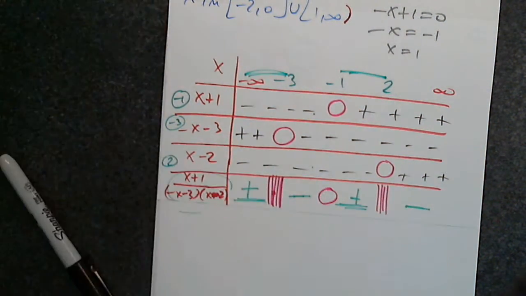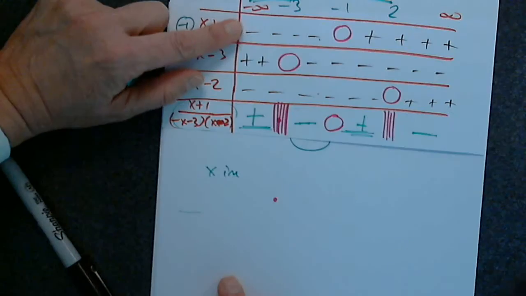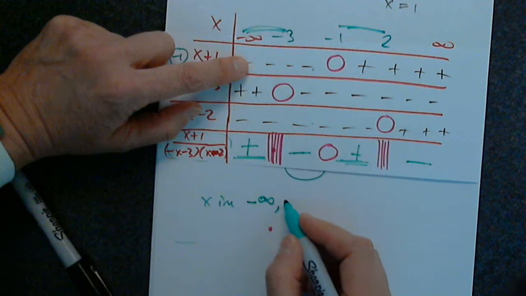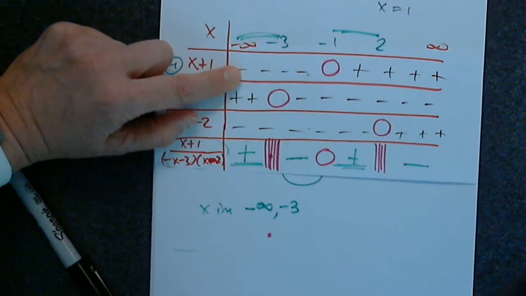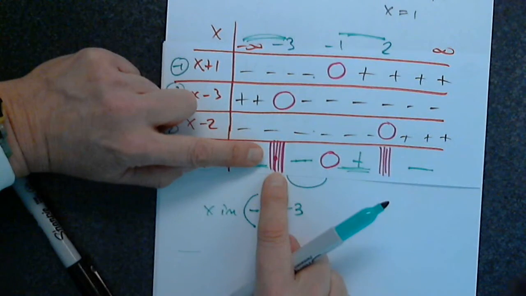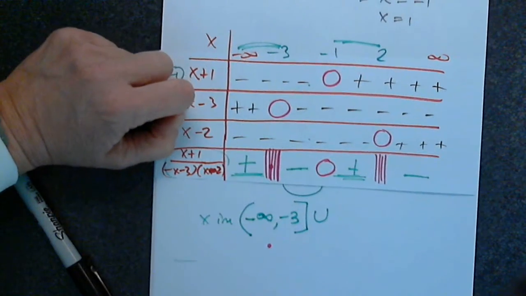So then the answer would be x in the interval negative infinity to negative 3, sorry. Good. What will be left hand? A parenthesis, a bracket. Can I put a bracket? Oh, no. I cannot put a bracket. Very good. Union.